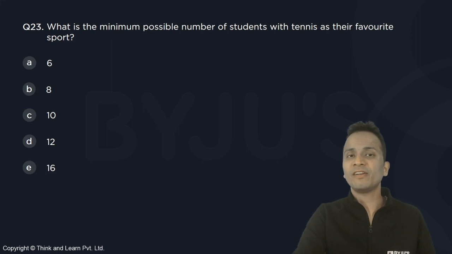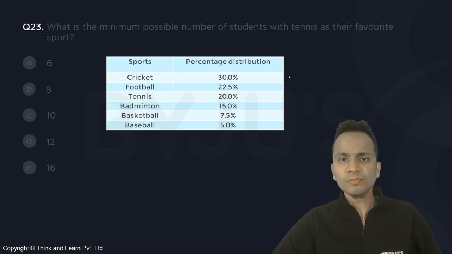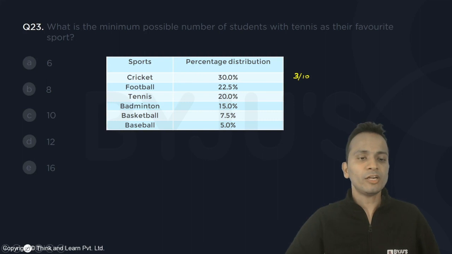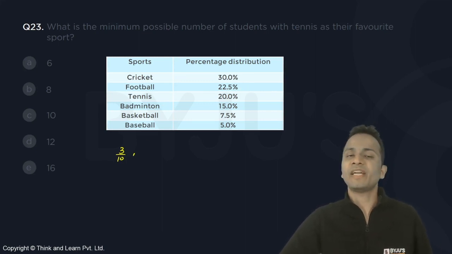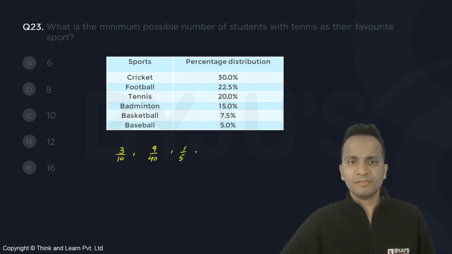For that, I'll have to find out the minimum possible total number of students. Okay. For that, I will convert all these percentages into their fractional equivalents. So 30 percentage can be written as 3 by 10. Okay. I'll write all these fractions at the bottom. So cricket, it will be 3 by 10, followed by football, 22.5 percentage. So 22.5 divided by 100, it will be 9 upon 40. Tennis, 20 divided by 100, it will be 1 by 5.